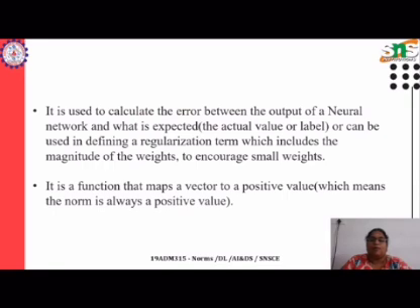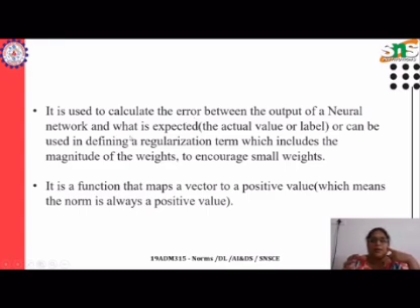Okay, so all these theories are just to make you understand. A norm is just a function you can call in order to change the vector value into a positive value. This is just the definition of norms. It is also mainly used to mitigate the error and calculate. The first point: used to calculate error between the output of a neural network.